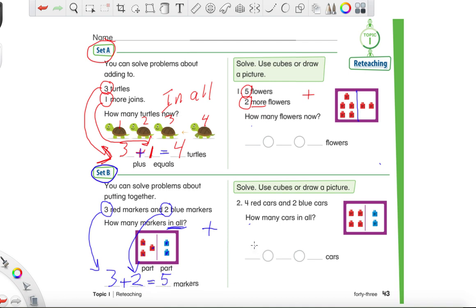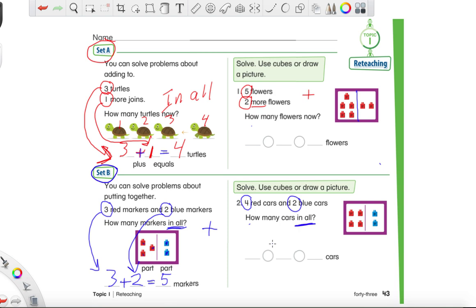All right. I'm going to read number 2 over here. I will help you read it and circle the important numbers, but you must solve this on your own. We have 4 red cars. Circle that 4. And 2 blue cars. Circle that 2. How many cars in all?